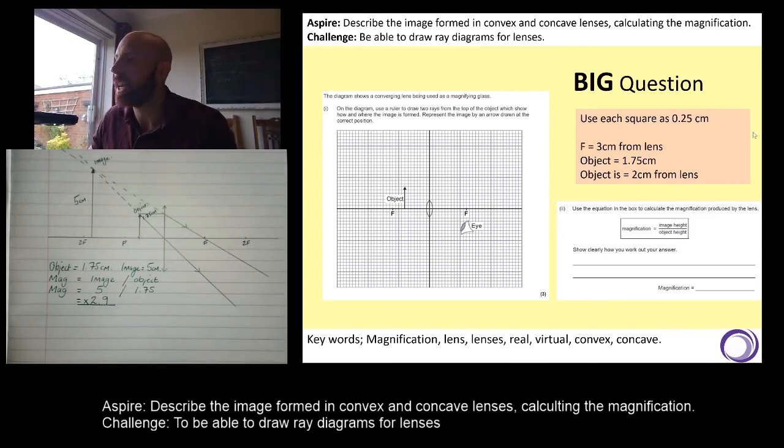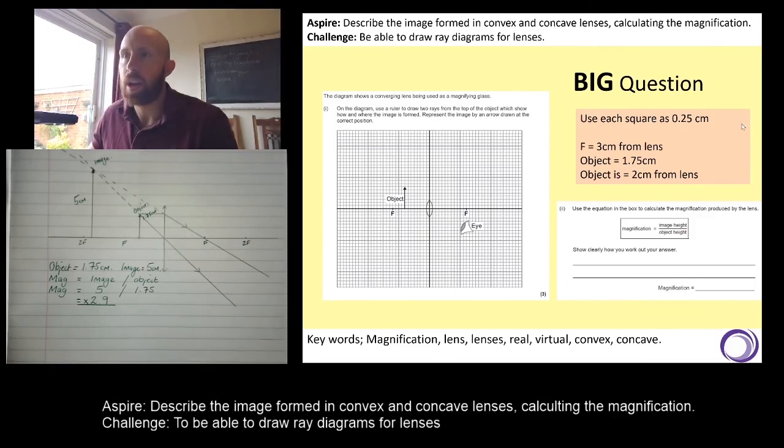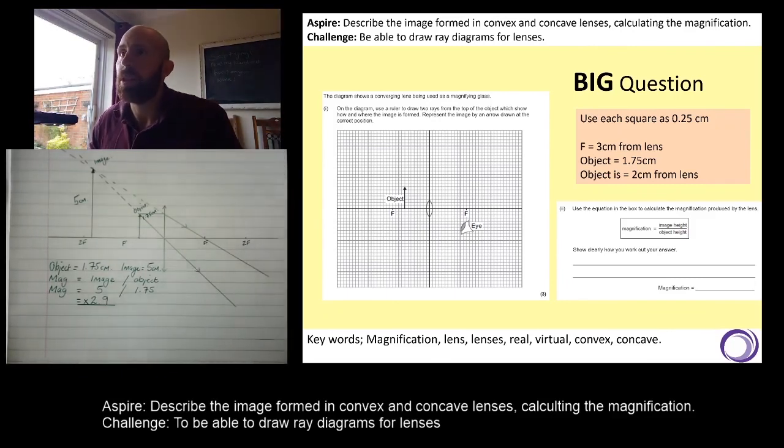All right, this lesson has worked really, really well for you, and hopefully you know exactly now how to draw ray diagrams, what a convex lens looks like, what a concave lens looks like, and how to calculate magnification. Okay, I will see you next time.